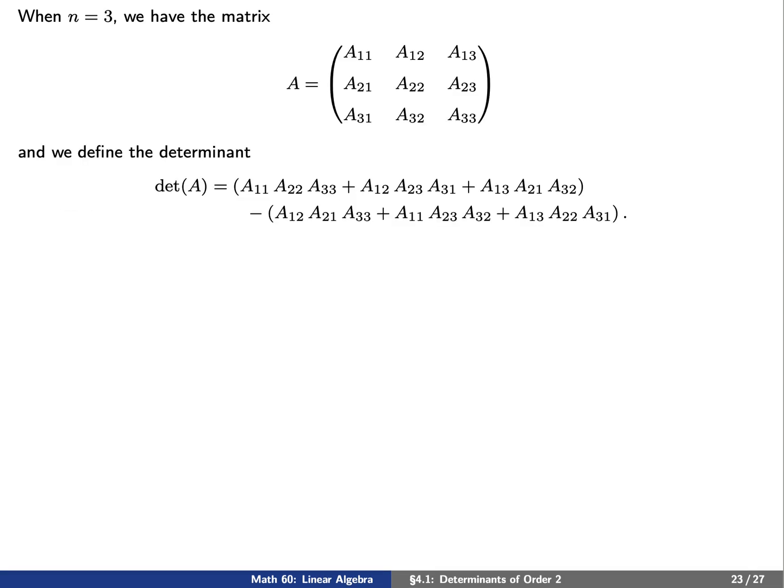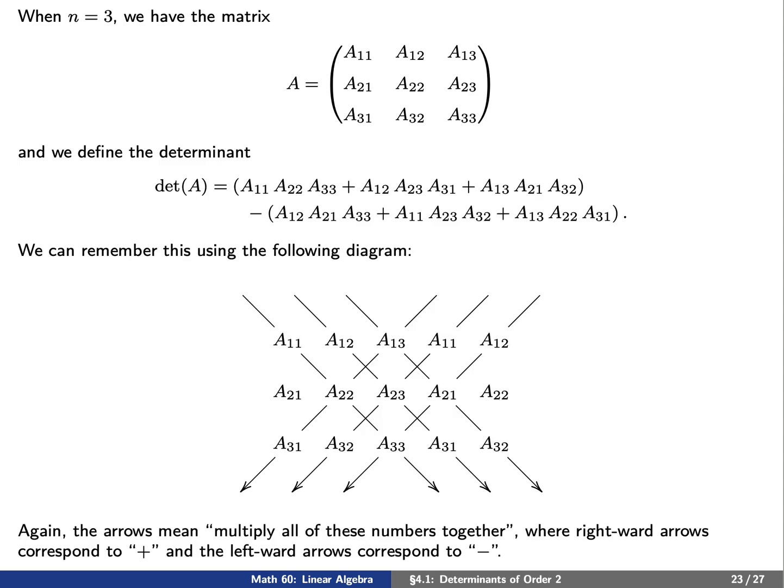Let's take a look at the case when n is equal to 3. Now here we have a matrix with 3 rows and 3 columns. We'll define the determinant as you see here on your screen. We'll explain in a future lesson why we make this definition. But for now, we'll say that we can remember this using the following diagram.